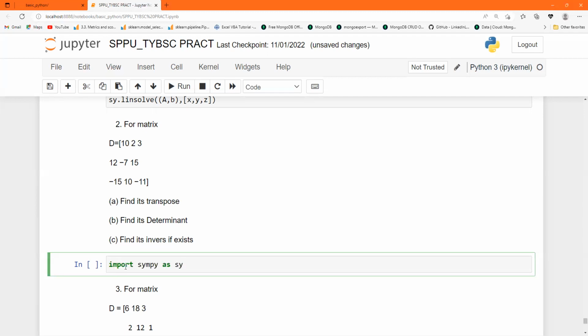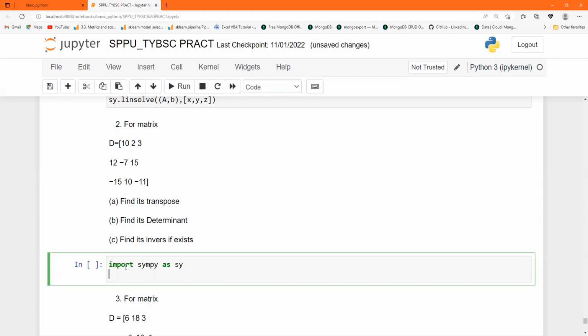Now I'm going to construct the matrix D. So D is equal to sy dot Matrix function, we have known that, and I'm going to construct the 3 by 3 matrix. There are so many methods, guys. If you haven't seen the video on how to construct the matrix and how to import this library, please see that video. I have given the link of that video in the description box. Please check it and click the link. Okay, so 10, and then 2, and then 3.